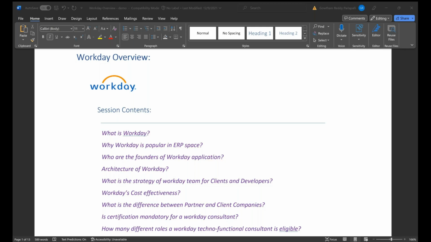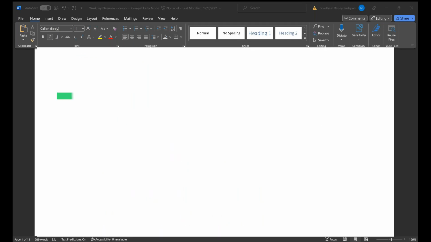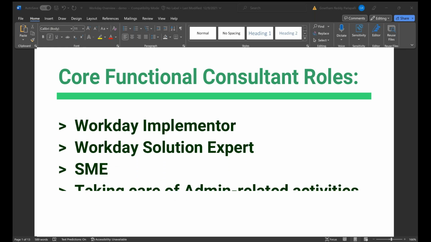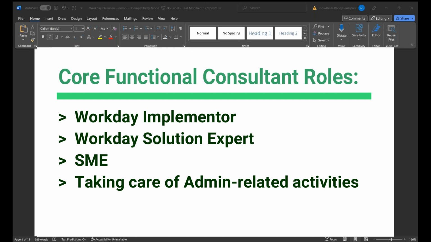Where we are only concentrating on the roles that are looking for functional expertise. When I say expertise, it involves you being an implementer, a solution expert, an SME. You will be taking care of all the admin-related activities related to functionality.